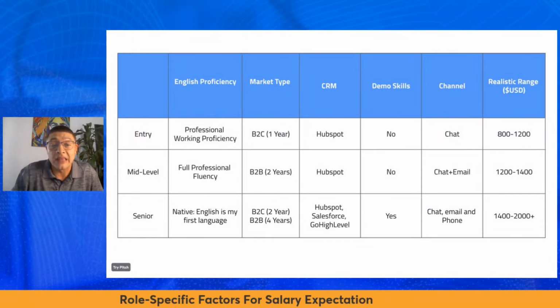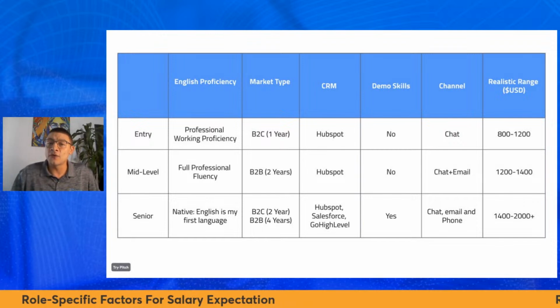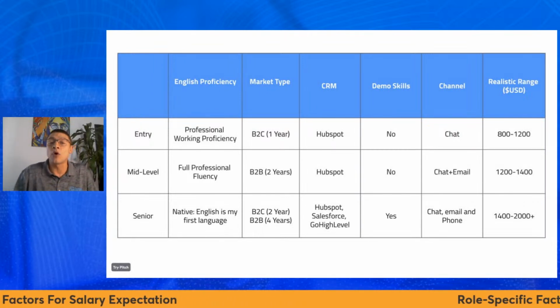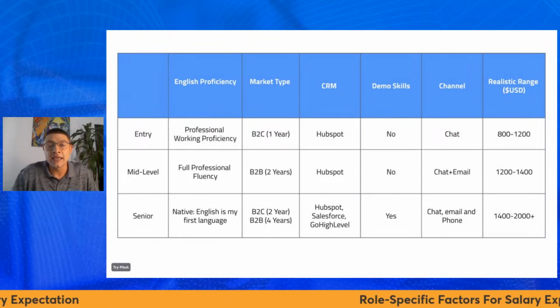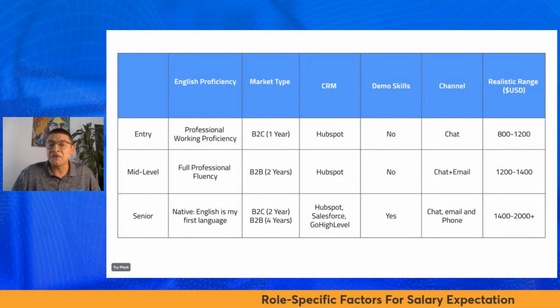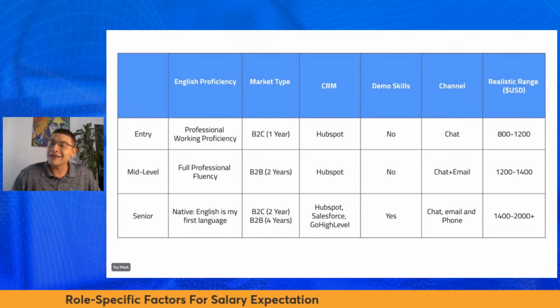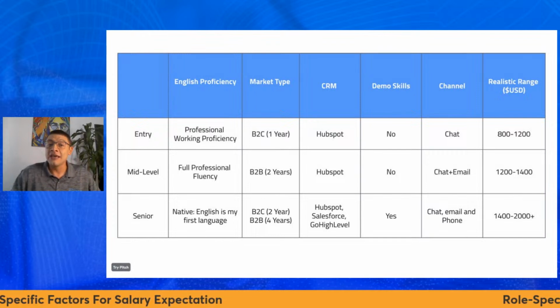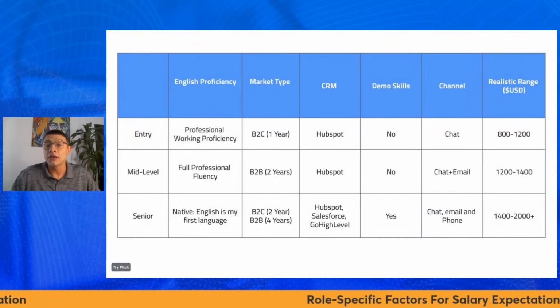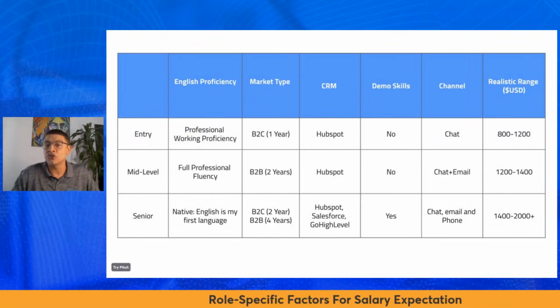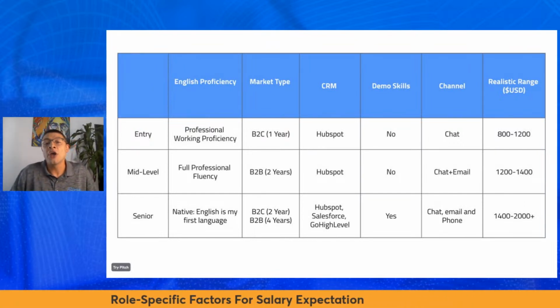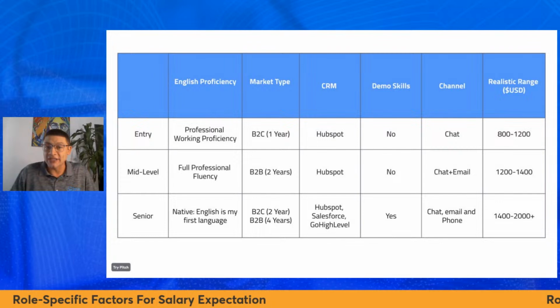Now, if we move over to mid-level, full proficiency, fluency. So this one could be considered a C1, right? C1 advanced. Now, they have experience in B2B for about 2 years. They also have used HubSpot. They have not done any demos just yet. They have done chat and email. Those are the two channels they've been using mainly. 1,200 to 1,400, hey, maybe even 1,500 would be a good realistic range, right?